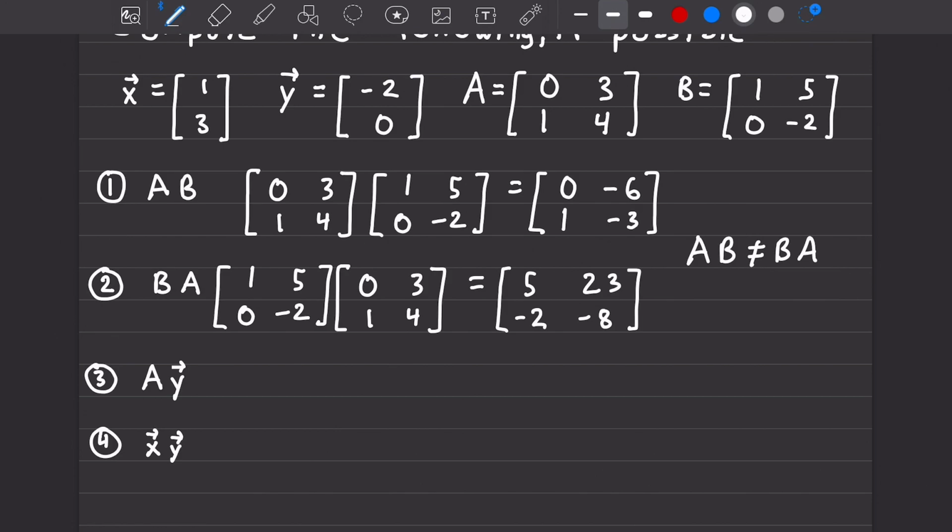Now that's not to say that AB will never equal to BA, but if we were to instead consider numbers, right, xy is equal to yx, that's kind of true, right, for all numbers. Their order doesn't matter. However, with matrices, the order in which you apply them does matter. And that means that AB is not necessarily equal to BA. That's a really important point.